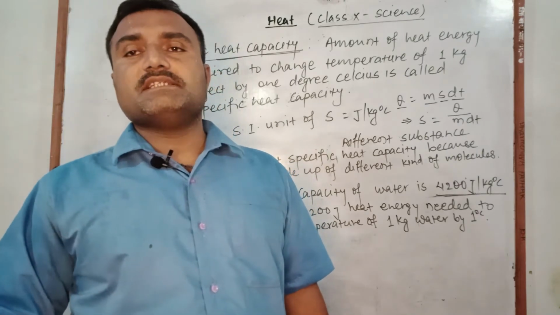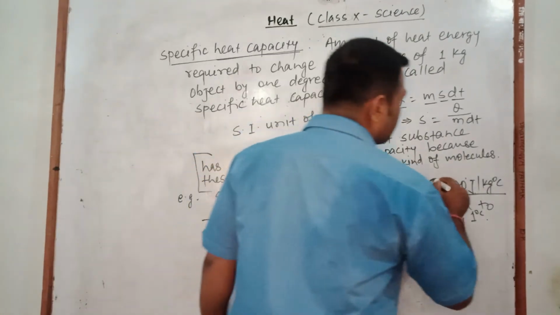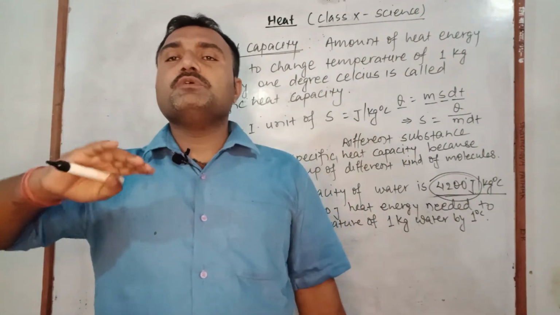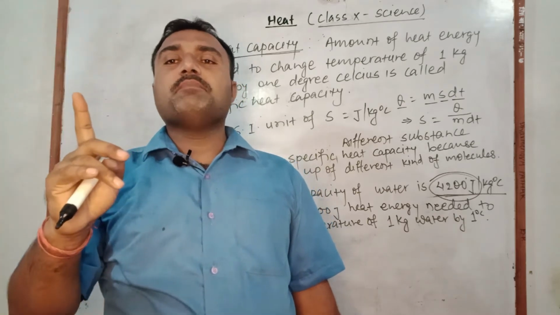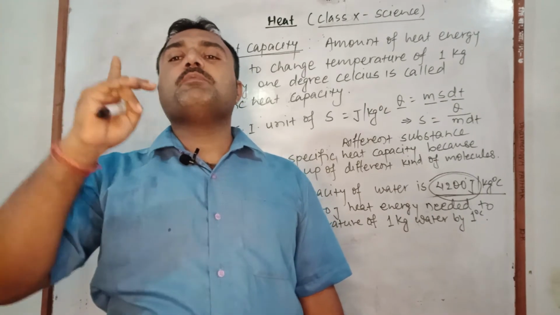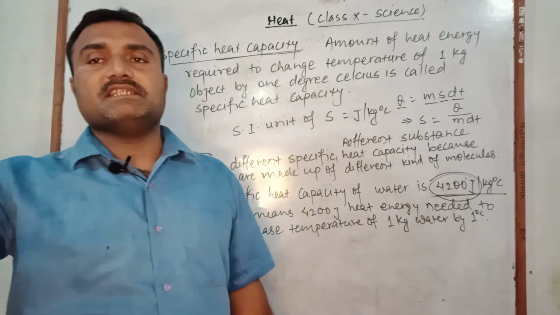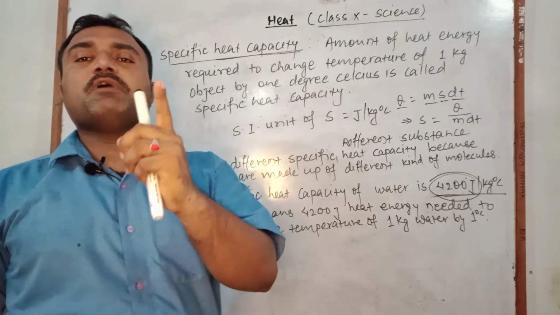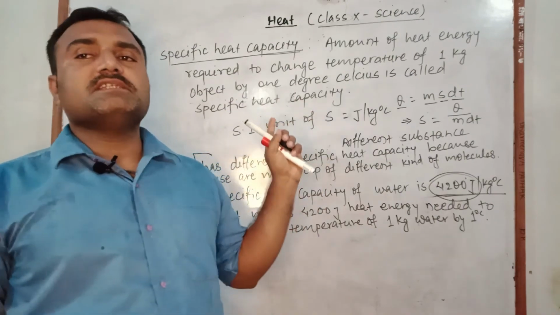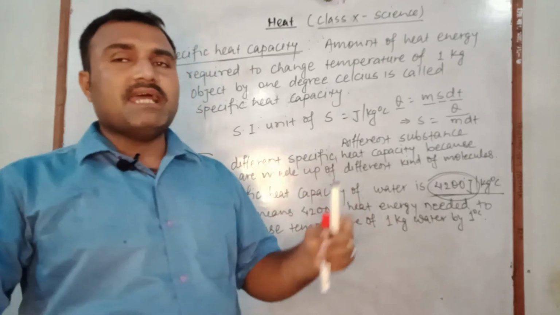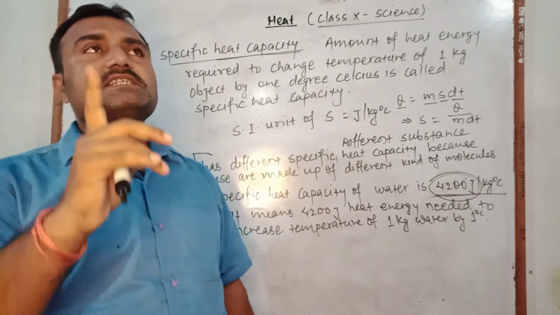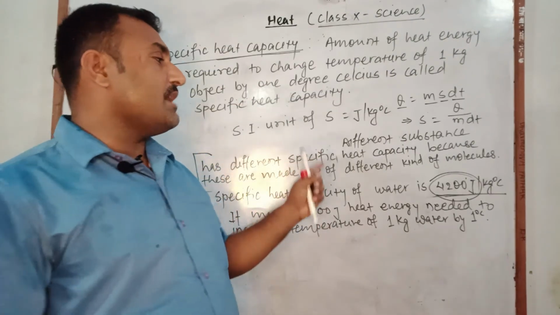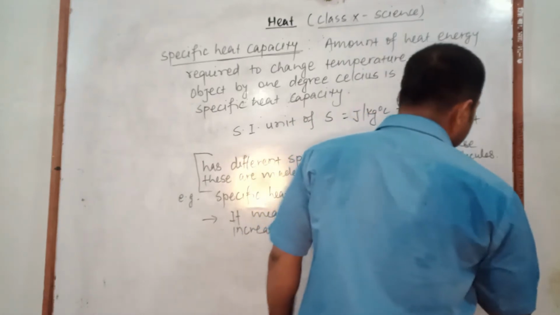Specific heat capacity gives information about how much heat energy is absorbed to increase the temperature of 1 kilogram object by 1 degree Celsius, and how much heat energy is released when 1 kilogram object is cooled by 1 degree Celsius. In both conditions, by heating or cooling, if the change in temperature is 1 degree Celsius, then the heat released or absorbed is equal to the specific heat capacity.